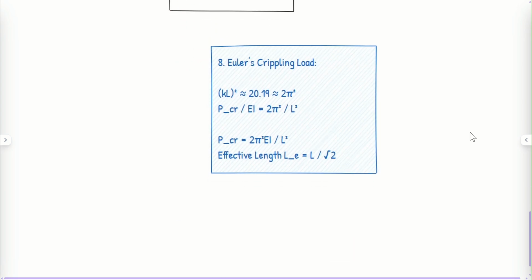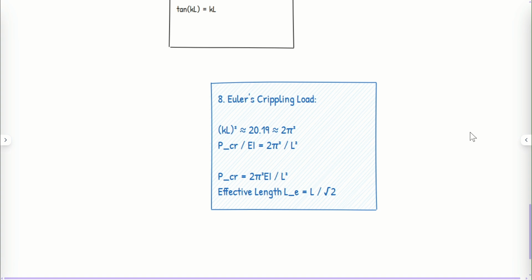Squaring this value gives us roughly 2 pi squared, leading directly to Euler's crippling load formula. This tells us the critical load is 2 pi squared EI over L squared, meaning the effective length is L divided by the square root of 2.